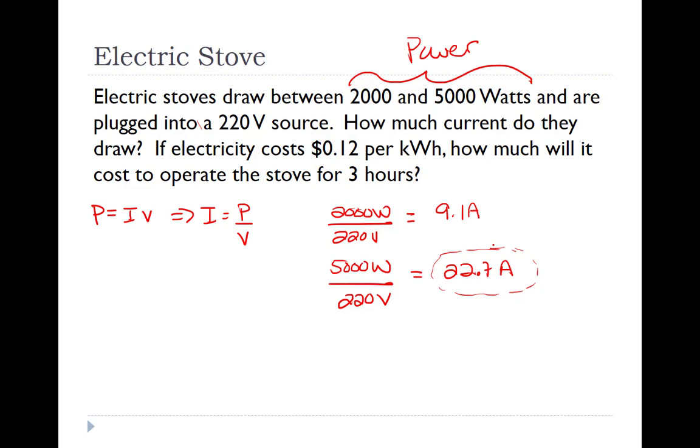Okay, the next question. If electricity costs 12 cents per kilowatt hour, how much will it cost to operate your stove for 3 hours? Okay. For that, I'm going to go to the next slide, and I'm going to remember that power equals energy per time, or energy equals power multiplied by time.